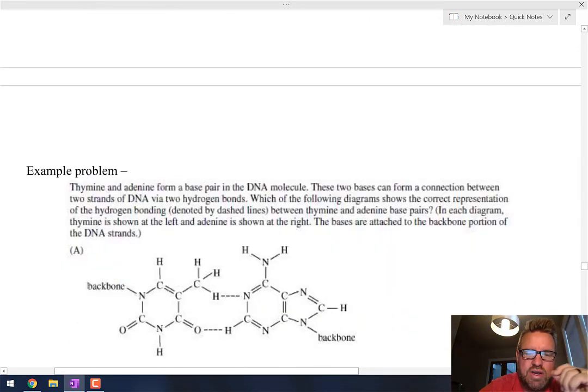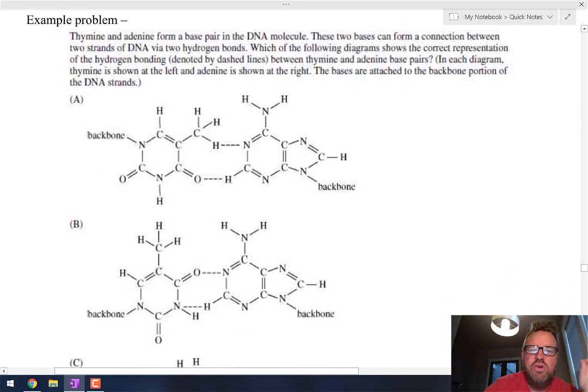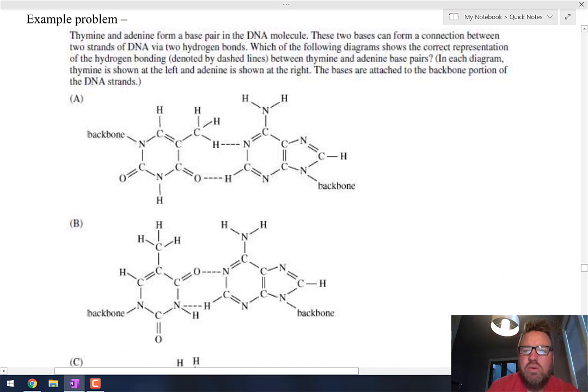So let's look at an example here. Here's an example where they give you a whole ton of information. Who really cares about any of this? Really, all that we care about is which of these actually shows, denoted by dashed lines, hydrogen bonding correctly. Oh, so hydrogen is forming, again, an intermolecular attraction with oxygen.